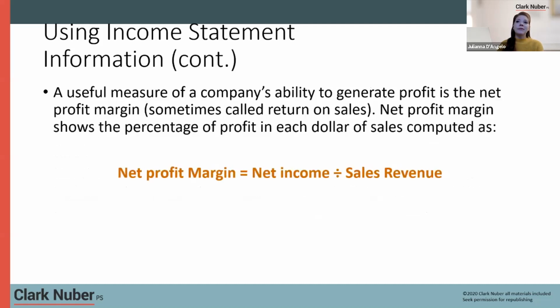A useful measure of a company's ability to generate profit is the net profit margin, which is sometimes called return on sales. It shows the percentage of profit in each dollar of sales, which is computed as net income divided by the sales revenue. So that's comparing your net income at the very bottom of your income statement, which has all the operating expenses and all of the non-operating expenses taken from it, to your actual company's revenue. And in the example that we did on Tuesday, we saw that the company had a really tiny net income, but a really robust sales revenue. And so it clearly looked like they were managing their expenses effectively.